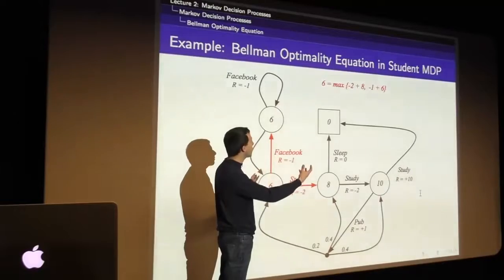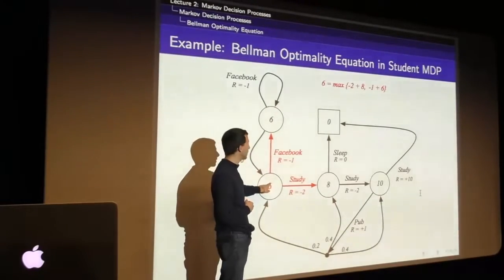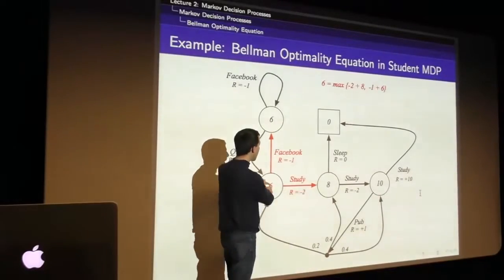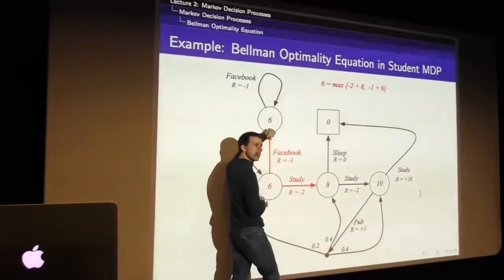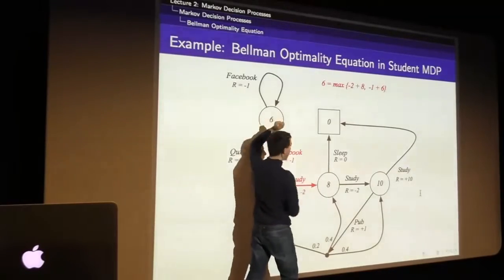So we're just looking ahead one step, saying that the value of this state, 6, so this is V star of this state, 6, is equal to the max over all the things we can do here of the value function of where we end up.